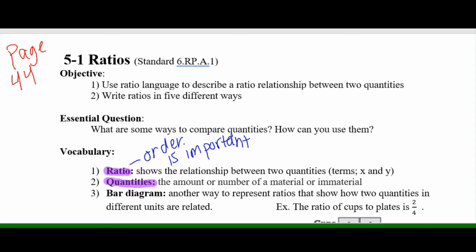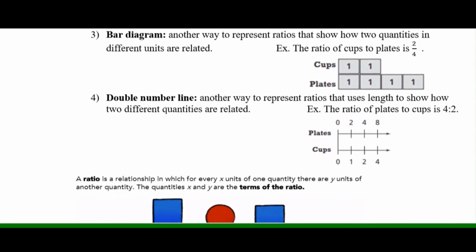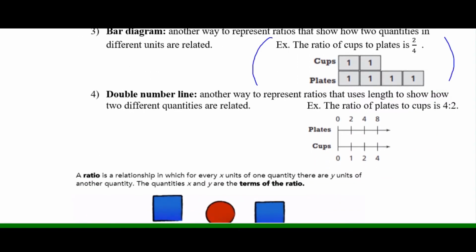So that's important. And then we want to know what a bar diagram is, another way to represent ratios that show how two quantities in different units are related. So we're going to look at an example of that, which is right here. So this is a bar diagram. The ratio of cups to plates is 2 to 4. So this is going to be cups, and this is plates.